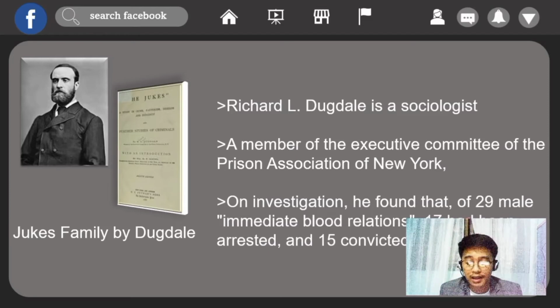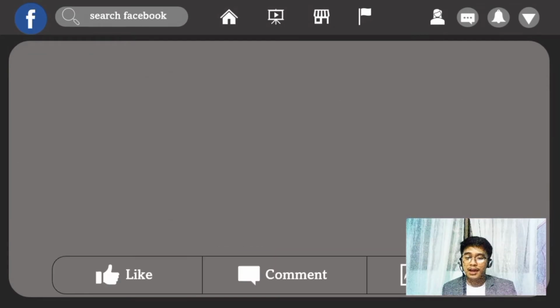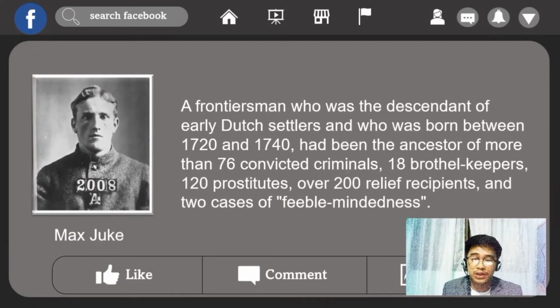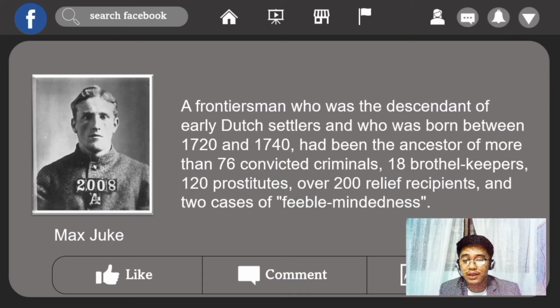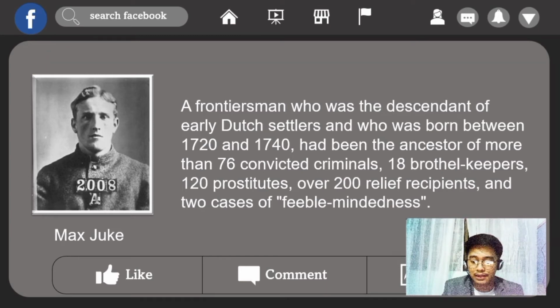He began a 6th-generation investigation into the Duke family tree, which led him to an early Dutch settler named Max Duke, a frontiersman who was the descendant of the early Dutch settlers and who was born between 1720 and 1740. Max had been the ancestor of more than 76 convicted criminals, 18 brothel keepers, 120 prostitutes, over 200 relief recipients, and 2 cases of feeble-mindedness.